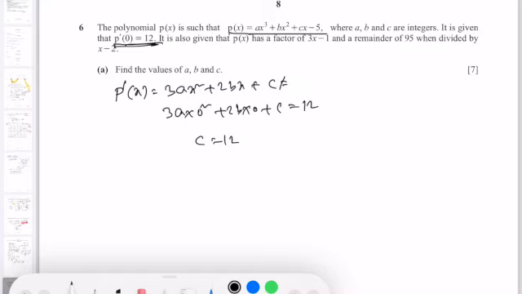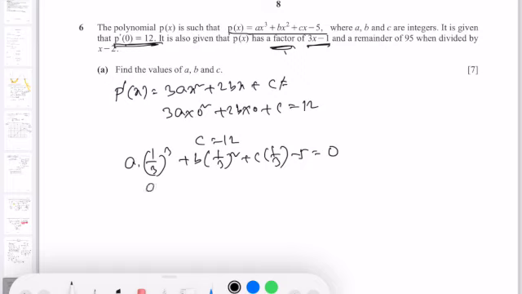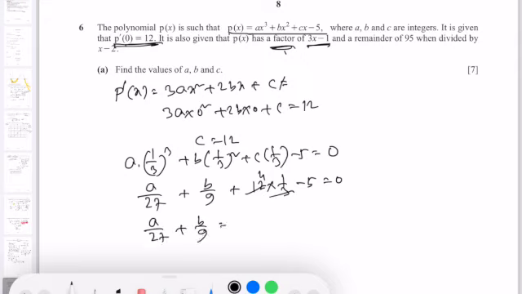And second part, it is given 3x minus 1 is a factor. That means x equals 1 by 3, we will plug that in. a times 1 by 3 whole cube plus b times 1 by 3 whole square plus c times 1 by 3 minus 5 equals 0. Now, we can simplify. a by 27 plus b by 9 plus c, c we got earlier, that is 12, times 1 by 3 minus 5 equals 0. So, 3 fours are 12. So a by 27 plus b by 9 equals 4 minus 5, that is 1. So a plus 3b equals 27. So this is equation number 1.